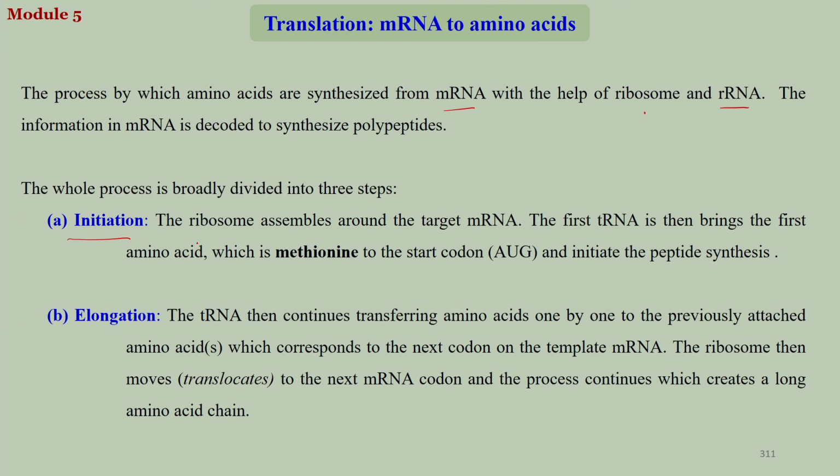So, initiation is where the ribosome assembles around the target mRNA. The first tRNA then brings the first amino acid, which is always a methionine, to the start codon and initiates the peptide synthesis. Then comes the elongation process. Elongation is where the tRNA continues transferring amino acids one by one to the previously attached amino acids, which corresponds to the next codon of the template mRNA. I will explain. The ribosome then moves to the next mRNA. This is a mistake. Ribosome does not move. Sorry.